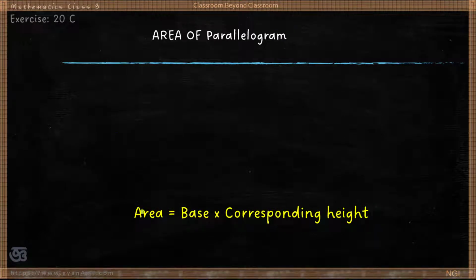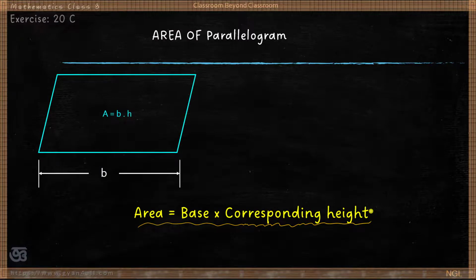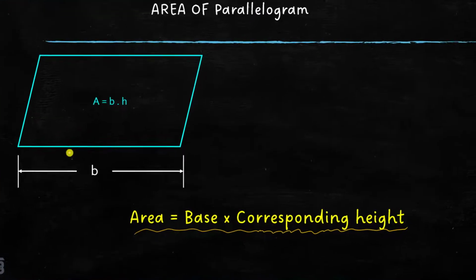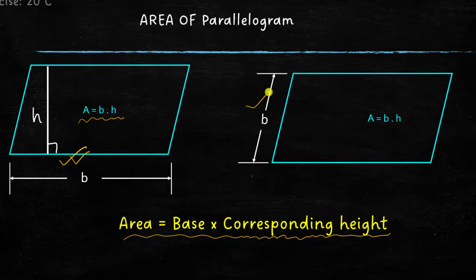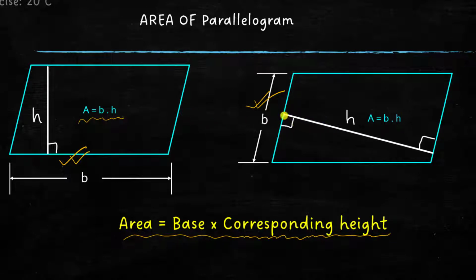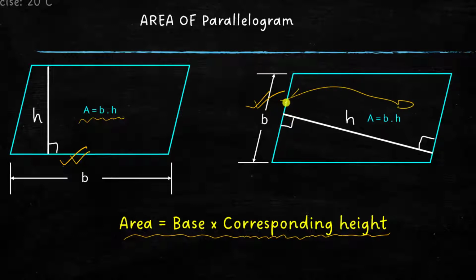Area of a parallelogram. Area of a parallelogram is equal to base multiplied by corresponding height. In this parallelogram, if we take this side as the base, then the corresponding height is equal to h. So area is equal to b multiplied by h. And if we take the other side as the base b, then the height of the parallelogram will be h again, but this time this is the perpendicular distance between these two parallel lines.